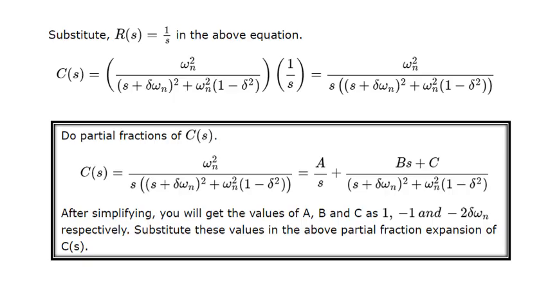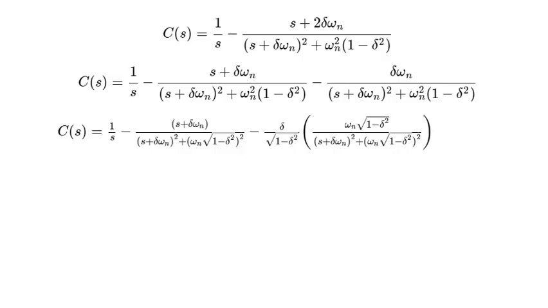So omega n square divided by the equation will be equal to A by s plus, since this term has s into s plus some term, I have to split it as Bs plus C over (s plus zeta omega n) whole square plus omega n square into (1 minus zeta square). I simplify this expression and find out the values of A, B and C. A comes to be 1, B comes to be minus 1 and C comes to be minus zeta omega n. So now I substitute the values of A, B and C in the expression.